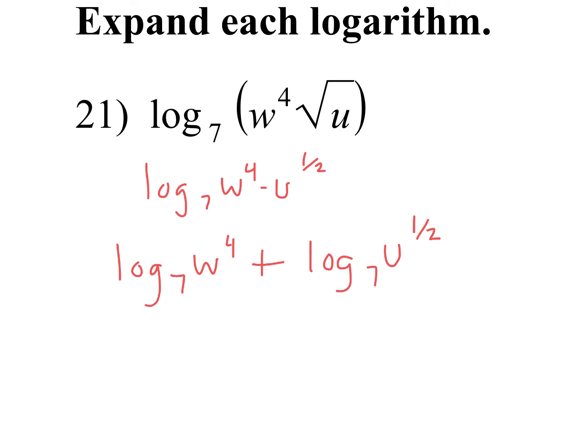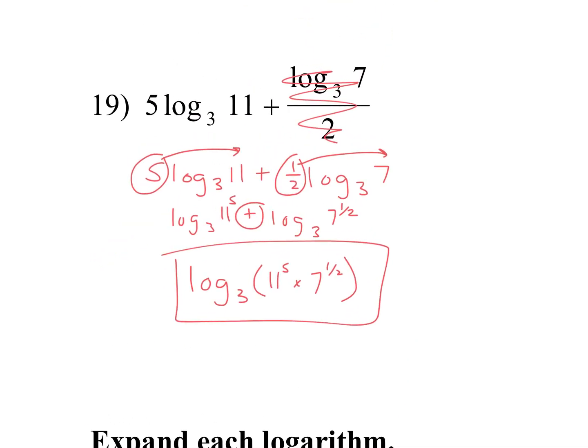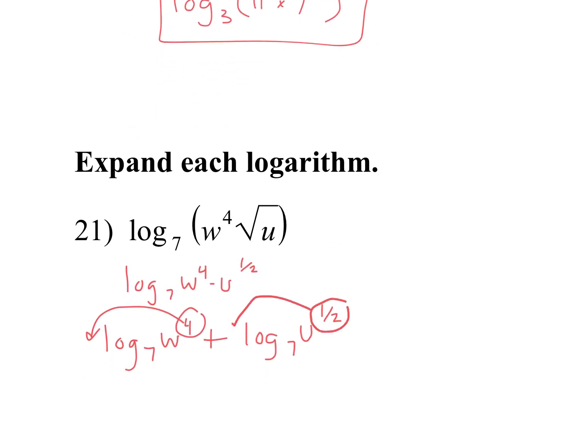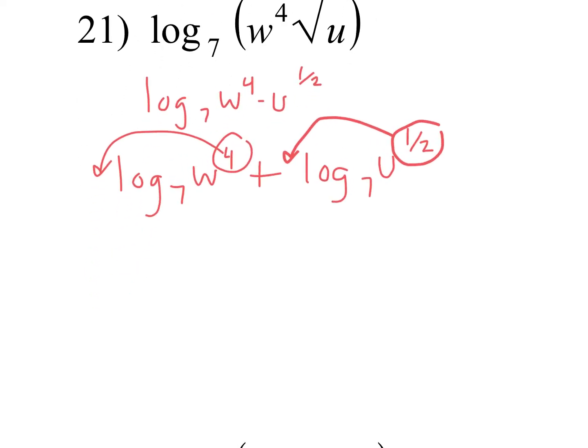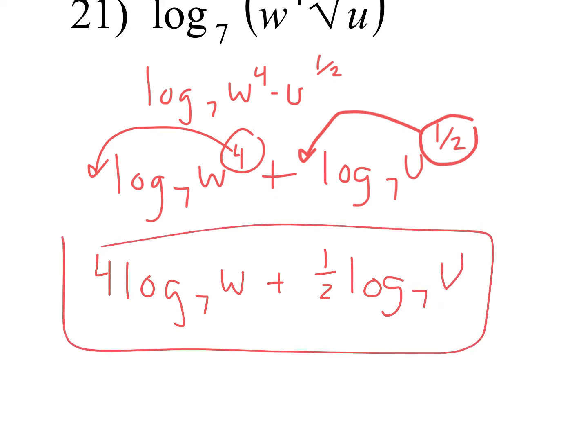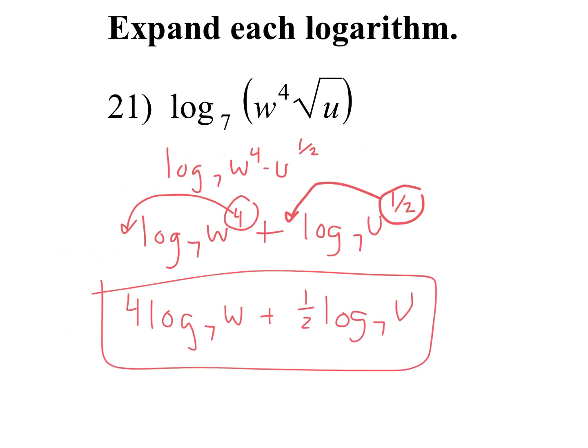Now we deal with the exponents. So what do I do with the 4? Put it with the log. We bring it to the front. So just like in the other ones where I took what's out front and put it to the top, for these I take what's on the top and bring it to the front. So I'm just going in the opposite direction. So I have 4 log base 7 of w plus 1/2 log base 7 of u. And that's my answer. So I'm expanding here.